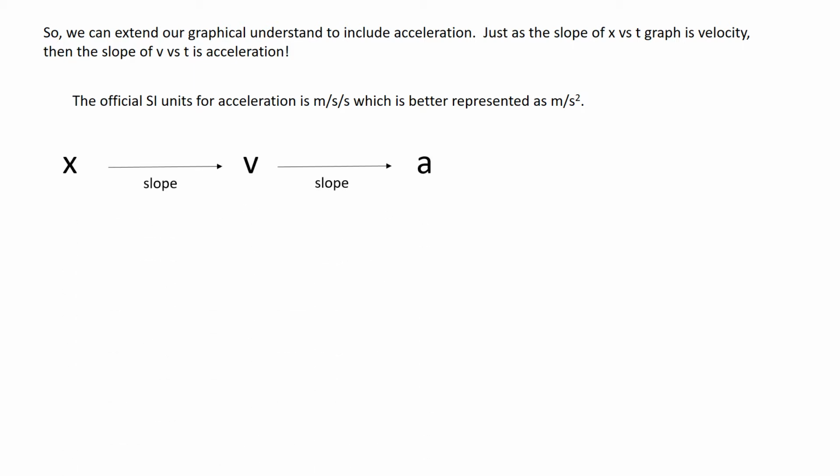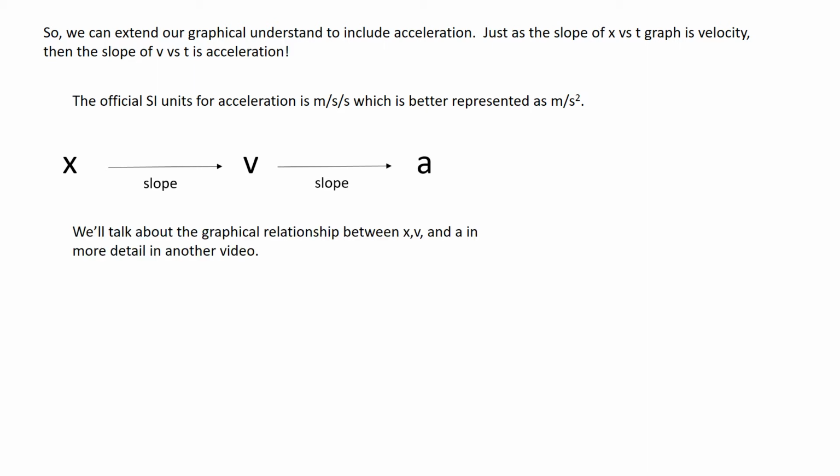Look at this little kind of graphical representation I have. If you start with an x versus t graph, you take the slope of it, you get velocity. Now that you have a velocity versus time graph, if you take the slope of it, you get acceleration. We'll talk more about the graphical relationships between all of these in another video.